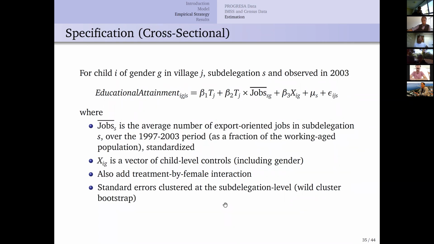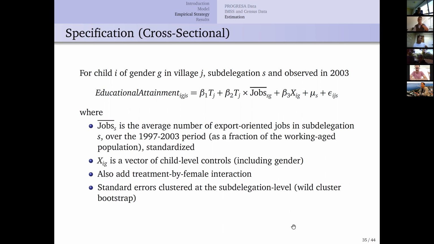The specification for the cross-sectional regression is simpler. We're looking at educational attainment. Now, jobs is, we only have one wave for everyone, essentially 2003. So jobs is just the average number of export-oriented jobs over that time period, over the 97 to 2003 time period. Again, we have these controls, and then we're controlling for subdelegation fixed effects. Everything else is the same.